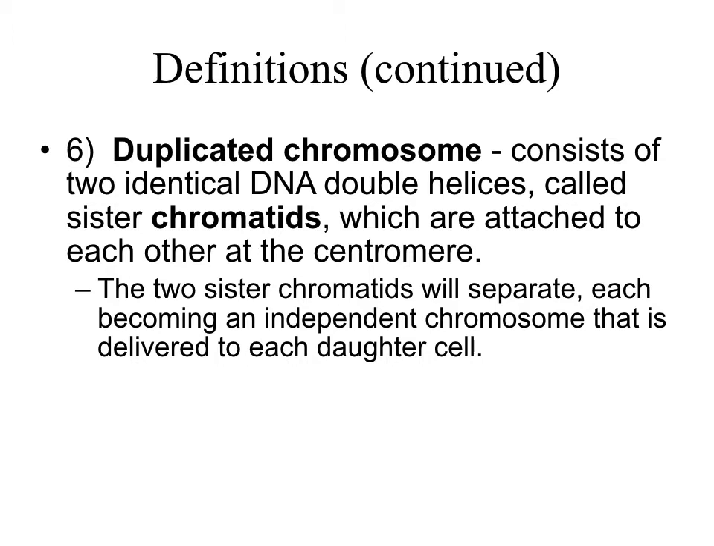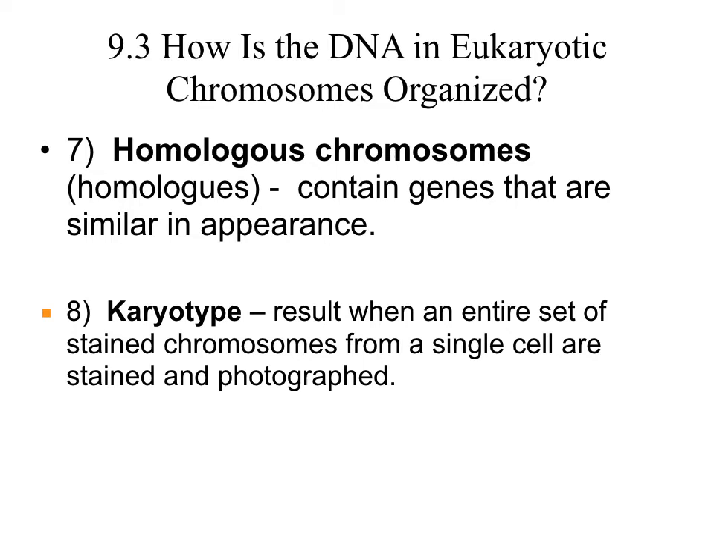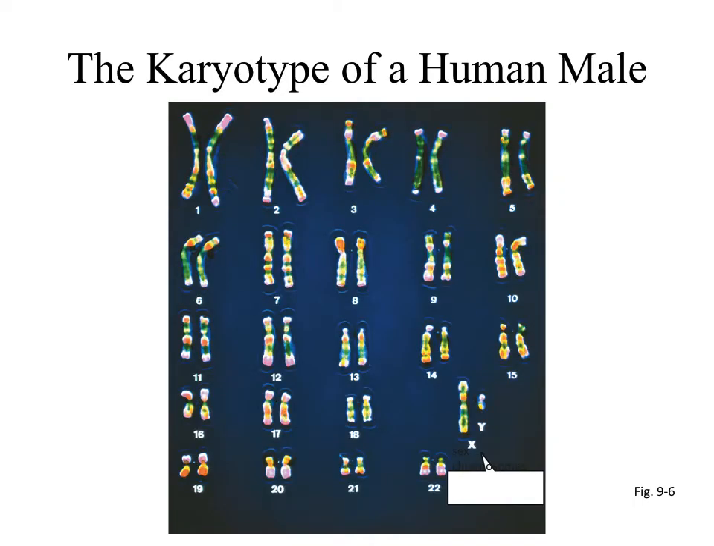So we've kind of already covered this. A duplicated chromosome consists of two identical DNA double helices called sister chromatids, which are attached to each other at the centromere. And another term that you need to be familiar with, not identical chromosomes now, but homologous chromosomes. Homologous chromosomes are two chromosomes. For example, we have 46 chromosomes, or you could say 23 pairs.